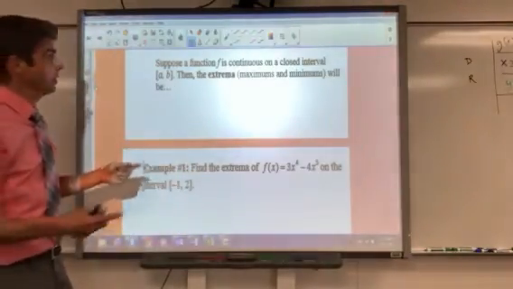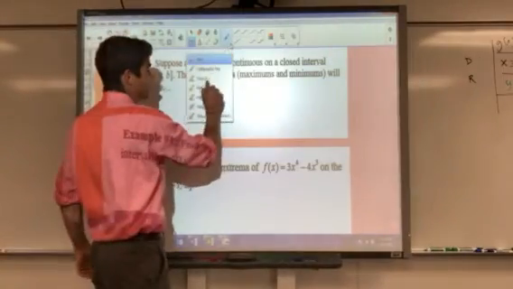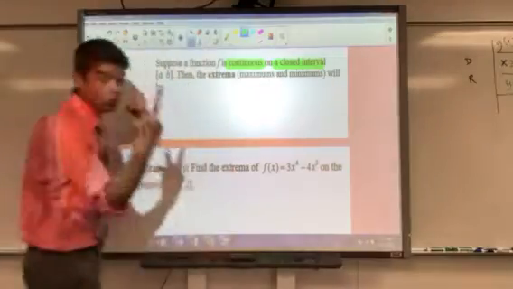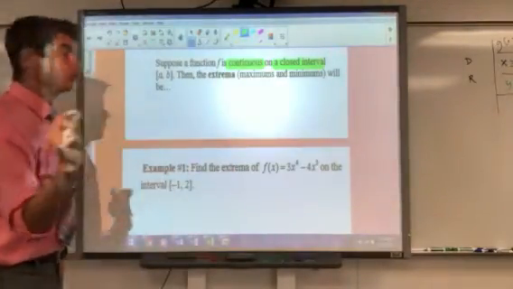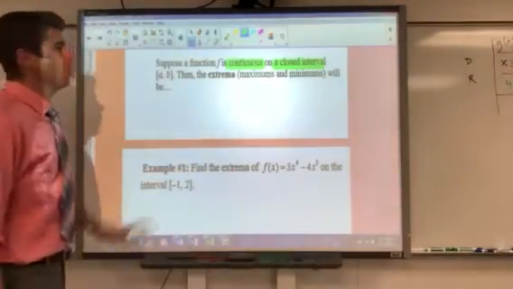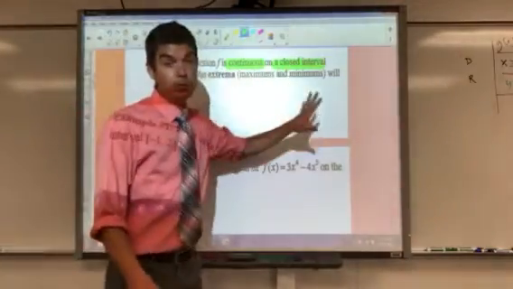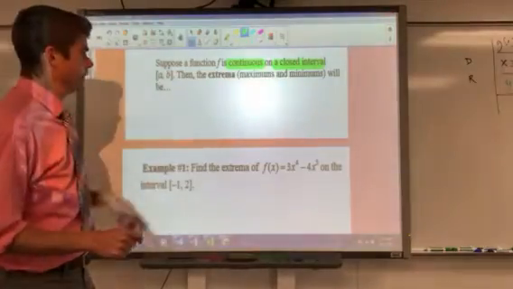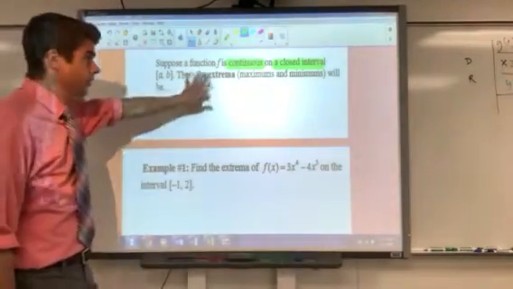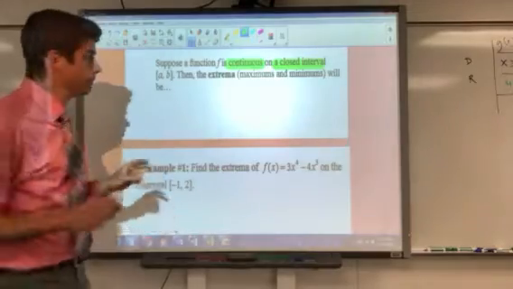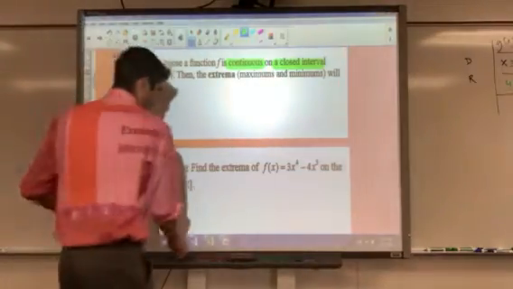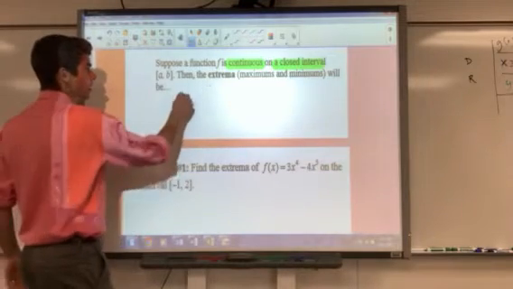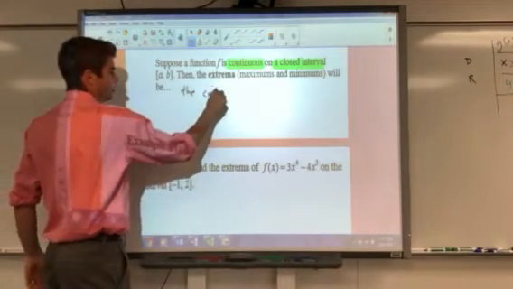If your function is continuous and it's on a closed interval, and those two descriptors are going to be so important, and we're going to see at the end of the lesson what happens if you take one or both of them away. But if you are continuous on a closed interval, call it a to b, then your extrema, your maximums or your minimums, together collectively, are in fact those critical values.